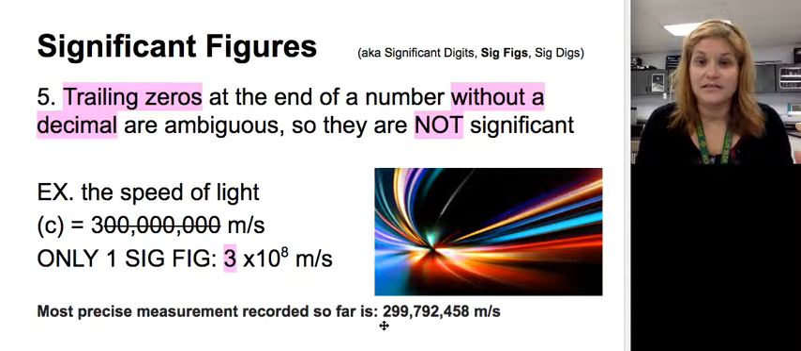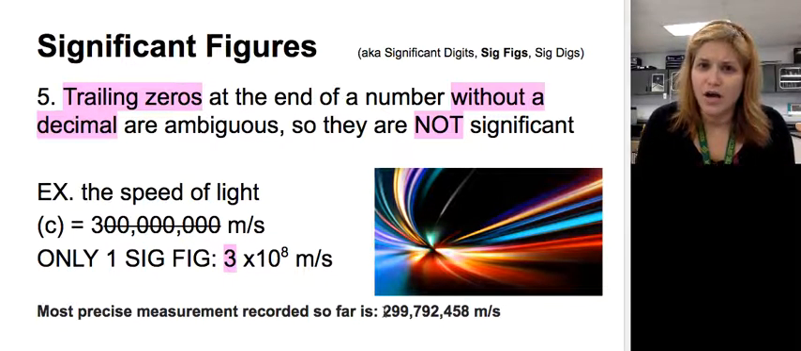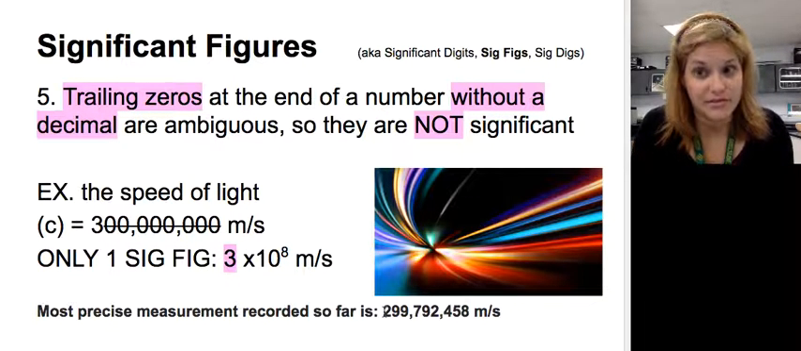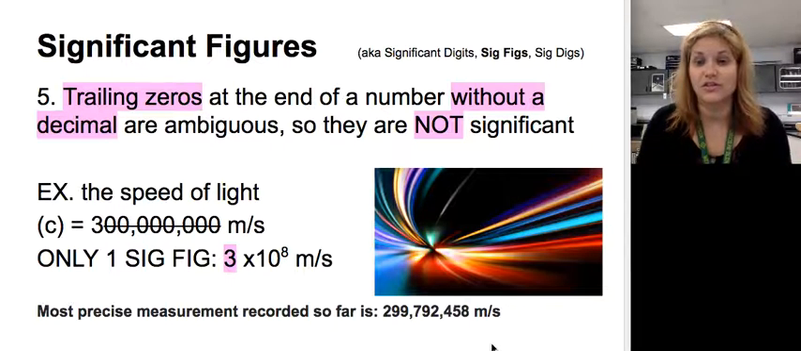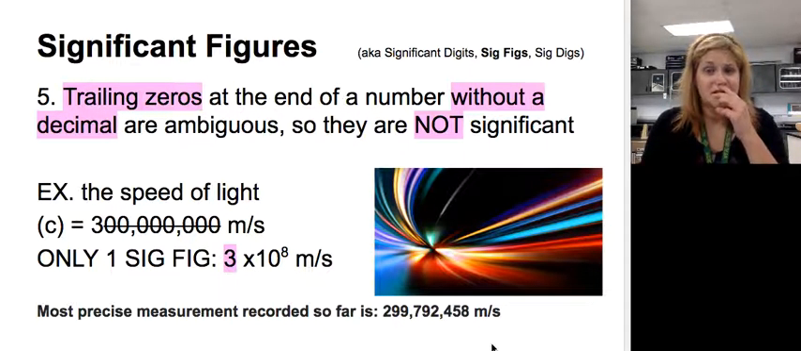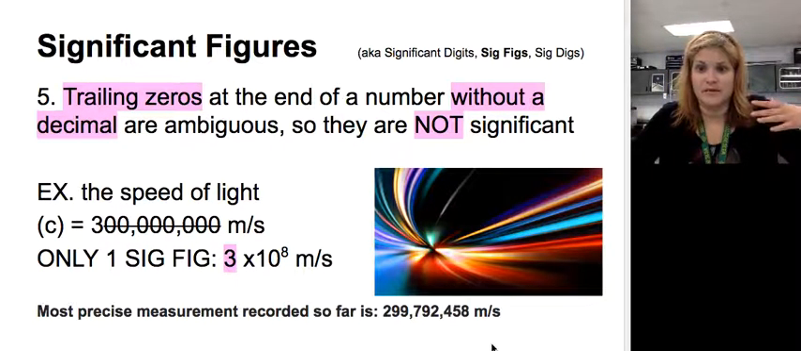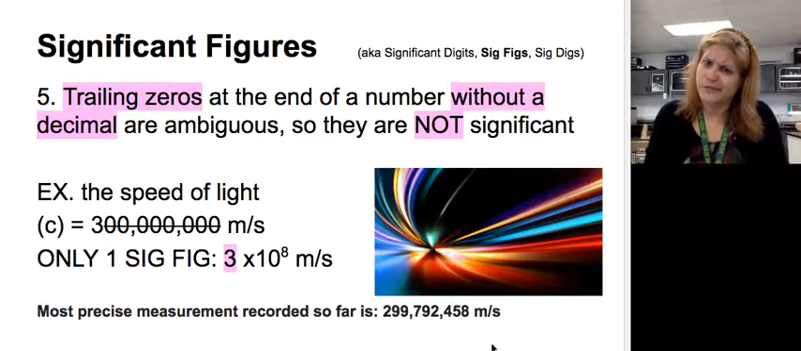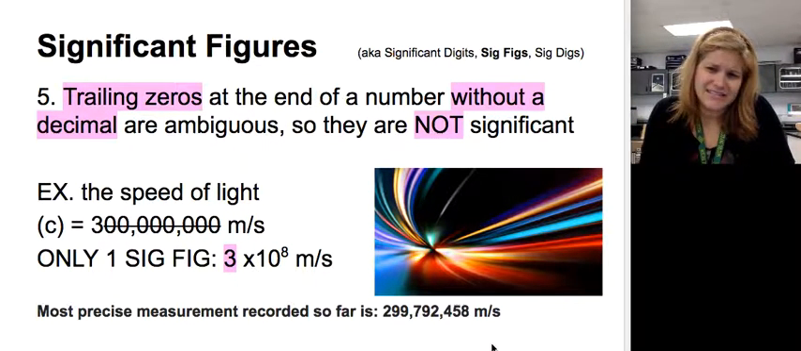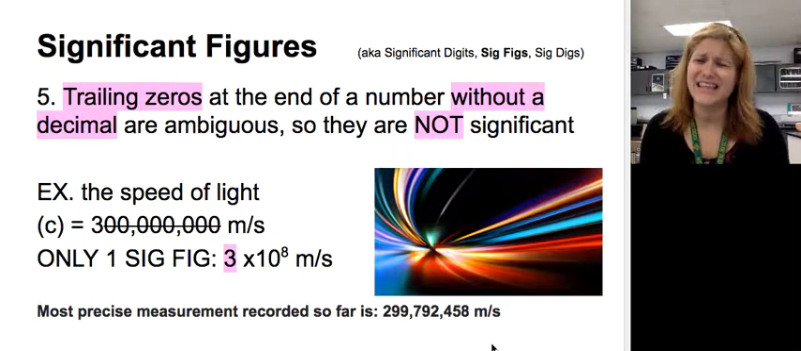Scientists have measured that light can travel 299,792,458 meters every second. So they've gotten it down to the closest meter, which, when we're talking about light and a number that big, is actually pretty precise. They haven't gotten it down to millimeters or anything, but that would be really hard. So this is pretty good.